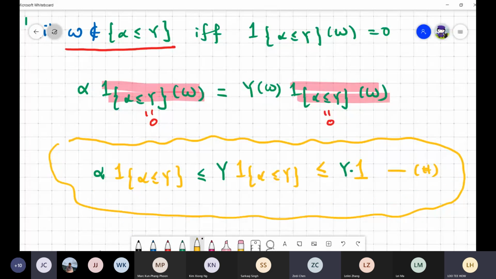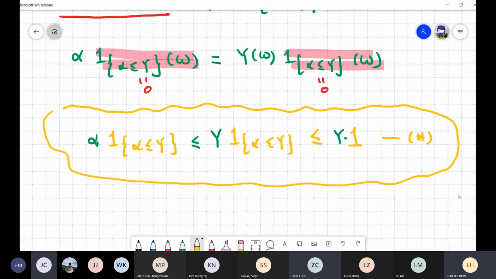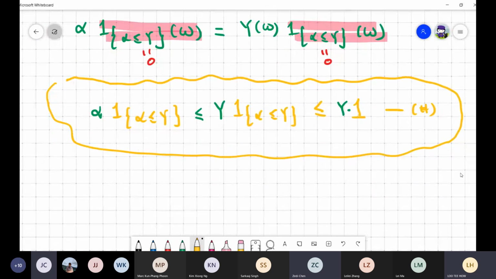So the first two, we just put in the indicator function, whereas the last part, we can just put 1 over here. I hope you guys can follow this. This is quite useful because you may use it to prove a lot of results.